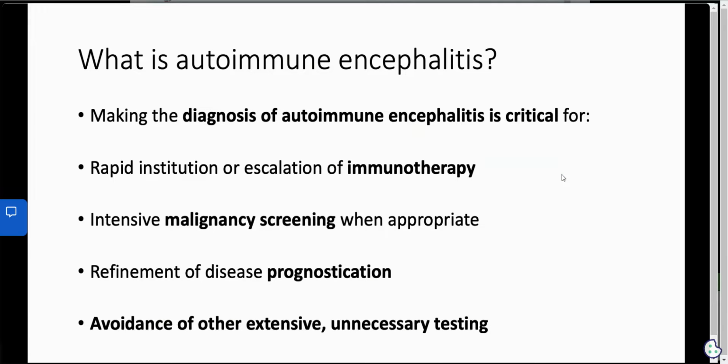So why does making the diagnosis matter? Well, it's critical for a number of things. It's important for rapid institution or escalation of immunotherapy because these are treatable conditions. It can help guide or intensify malignancy screening when appropriate. It can refine disease prognostication. And it can lead, importantly, to avoidance of other extensive or unnecessary testing.